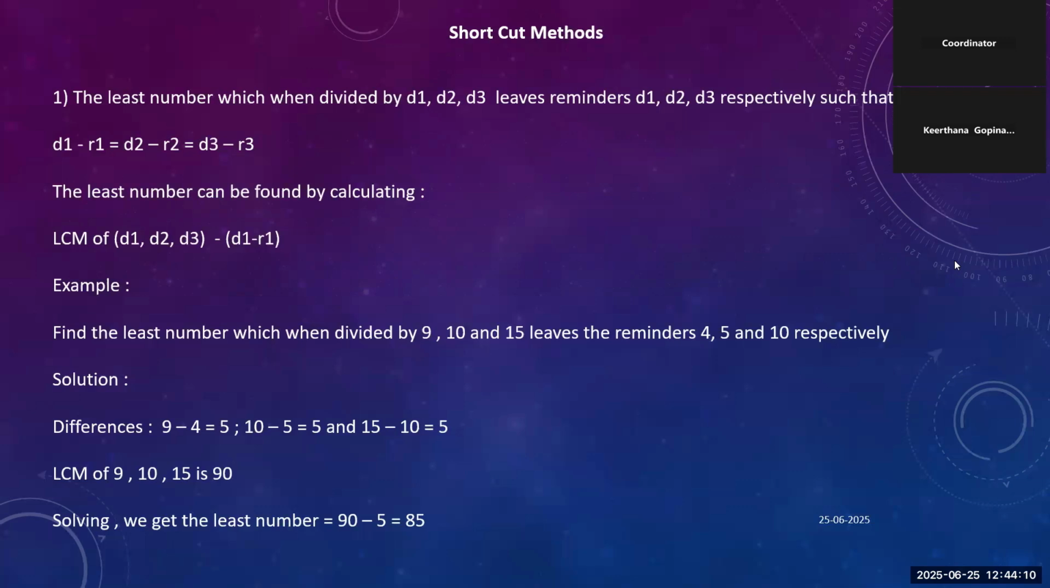So when the number is divided by 9, the remainder is 4. When the number is divided by 10, the remainder is 5. When the same number is divided by 15, the remainder is 10. This is the problem. They want you to find the number. Are you getting it? Yes, sir.